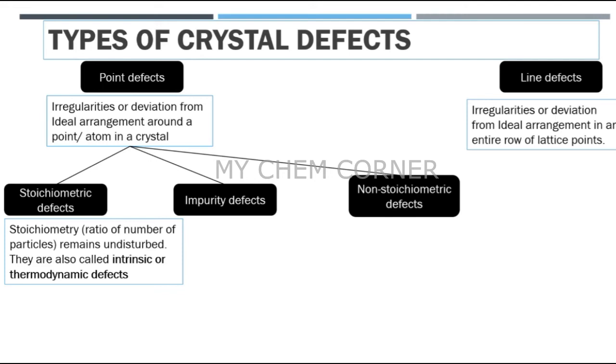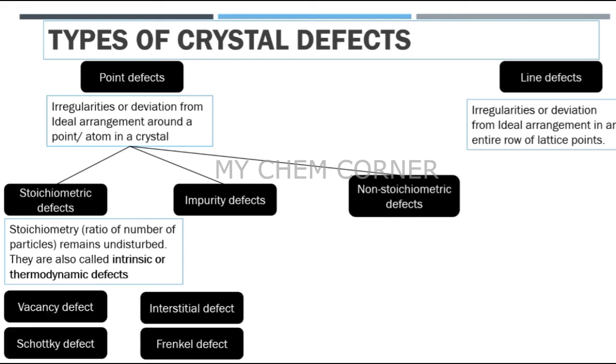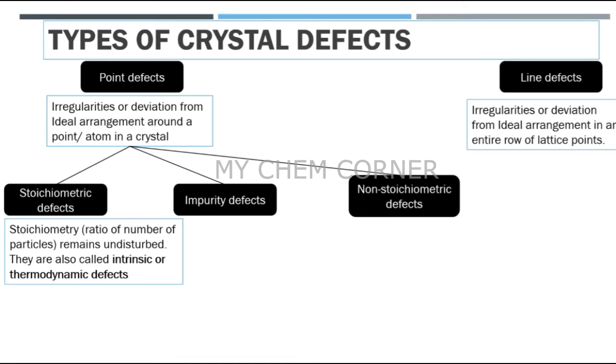Now what about an impurity defect? Impurity defect is when you have an impurity. Say in an NaCl crystal, you're going to have a strontium metal. That's called an impurity defect because you're having an entirely different cation in that particular crystal. So that is broadly classified as impurity defect. What about non-stoichiometric defect? Non-stoichiometric defect is going to talk about those defects where the ratio is going to be disturbed. It's right opposite to a stoichiometric defect.